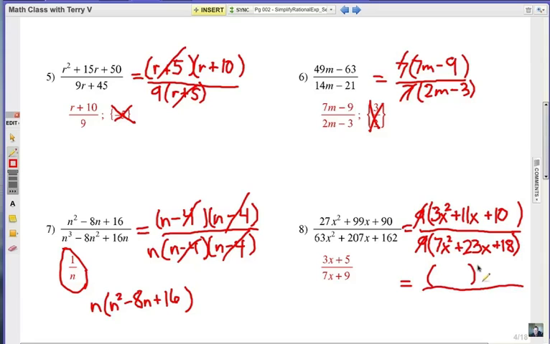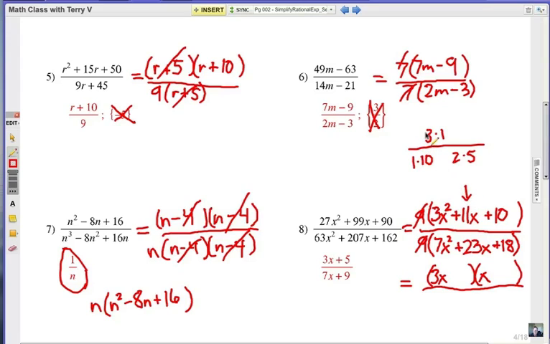Alright, so what are we going to do? Well, we know on the top 3x squared can only come from a 3x and an x, so we'll go ahead and put that in. And so now we have a 3 times a 1. Now let's kind of list this out. 10 can be 1 times 10 or 2 times 5. Now we've got to do a little bit of mental math here. Remember, the goal is to get my middle term of 11x.